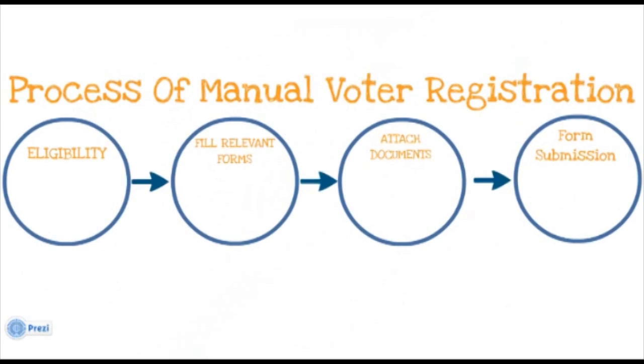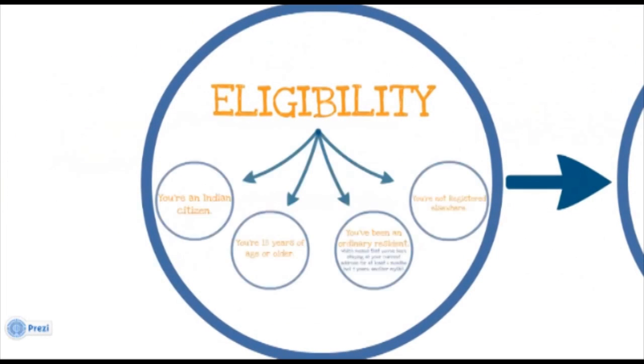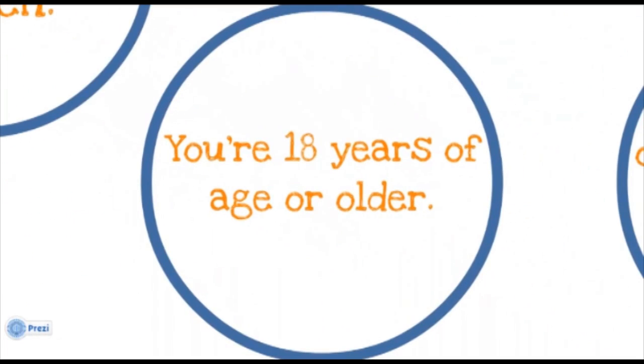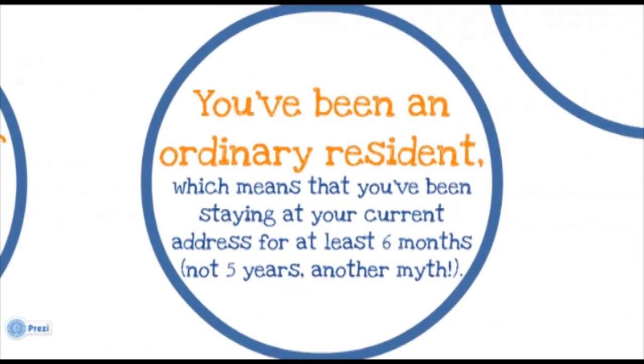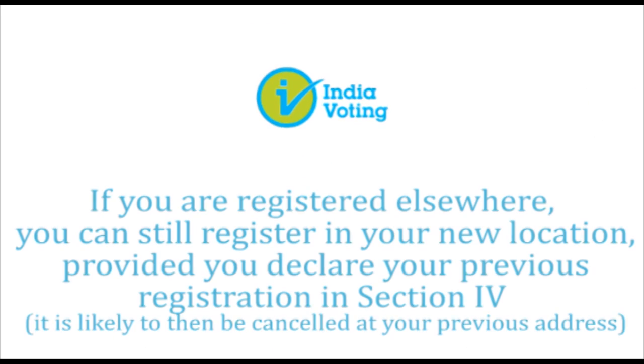Let's have a look at the manual process of voting. Before you begin registration, check if you fit the eligibility criteria. You have to be an Indian citizen. You have to be above 18 years. You have to be living at your current address for at least 6 months. You're not registered elsewhere.